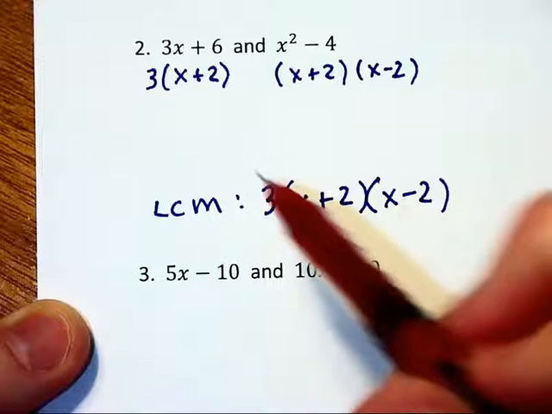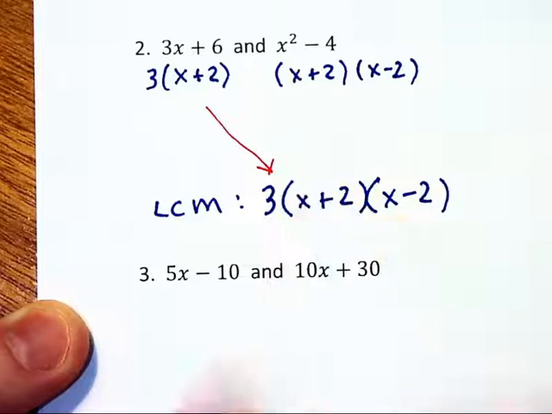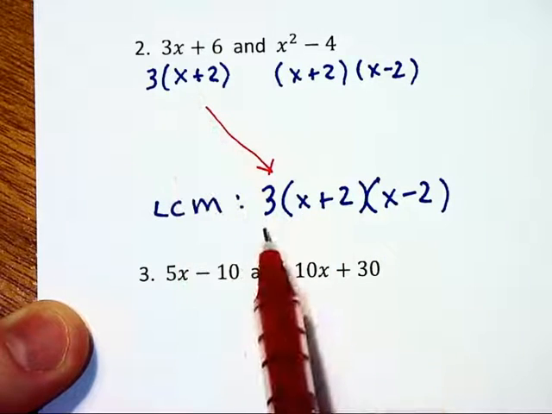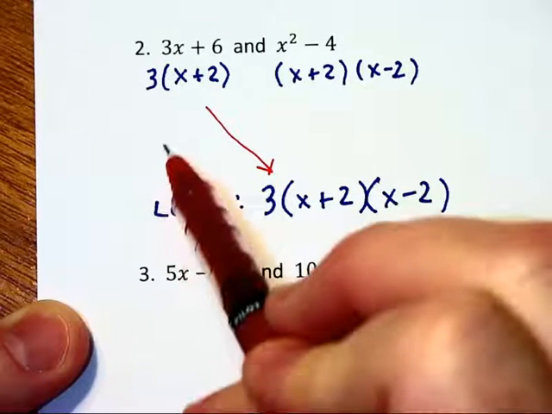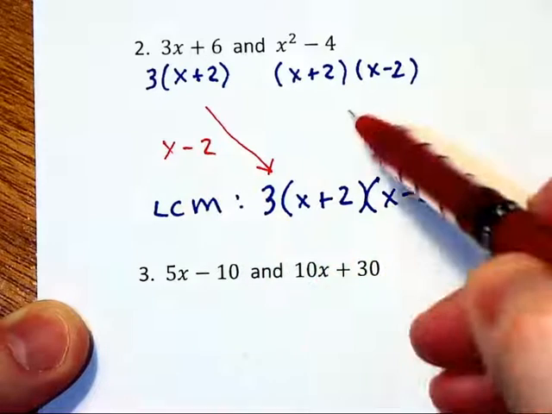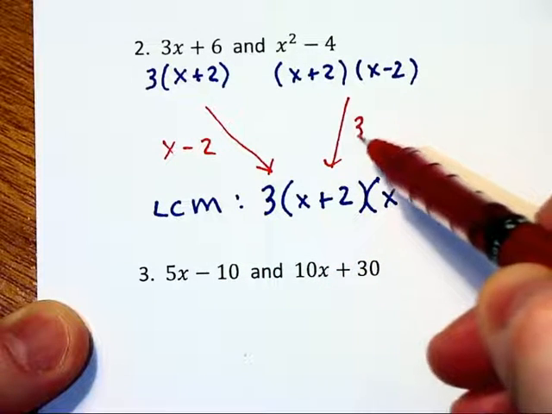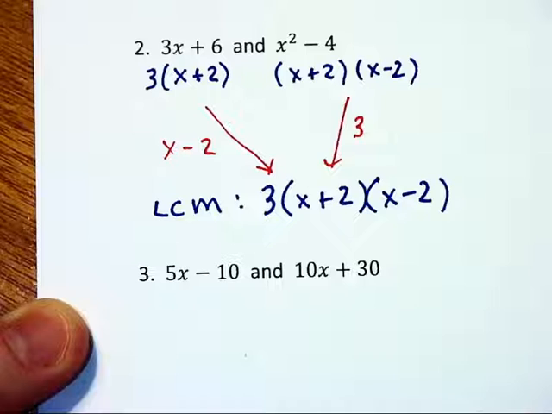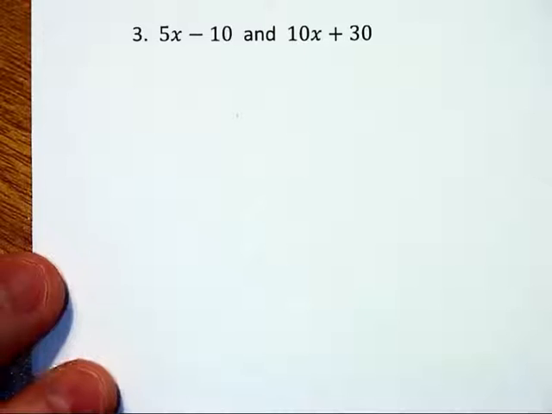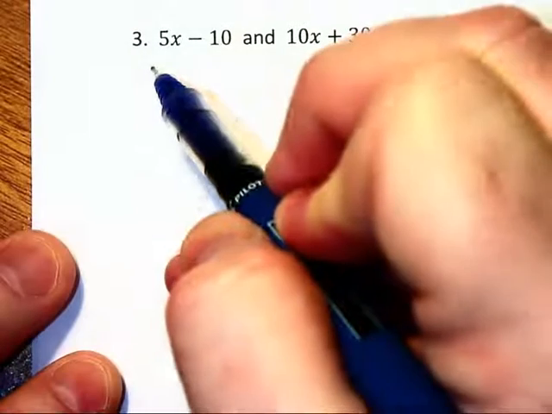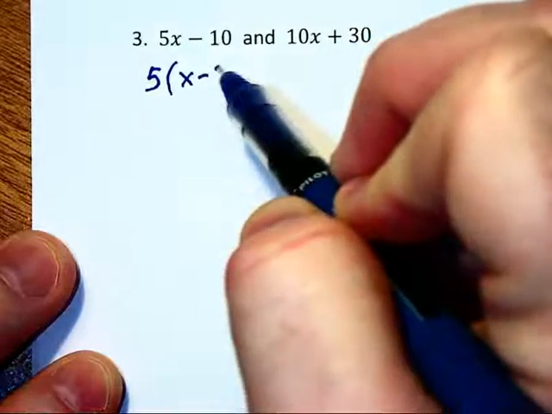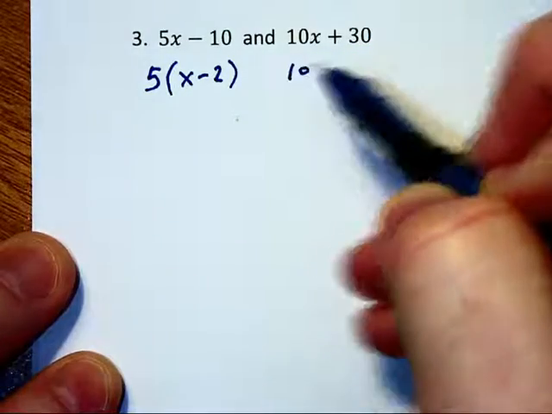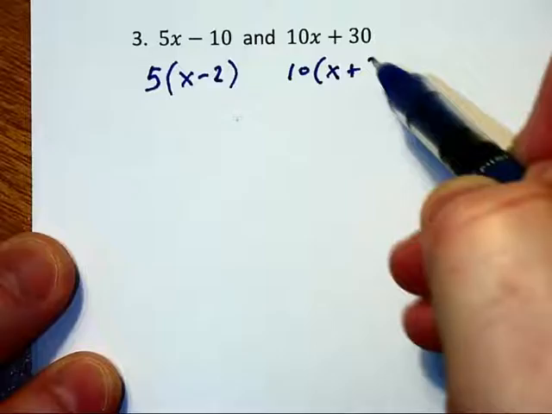So now, what are we multiplying by to go from the old to the new? This first expression had the 3 and the x plus 2. It got multiplied by an x minus 2. And this second expression got multiplied by 3 to go from one form to the least common multiple. In number 3, again, we're going to factor first. Take a 5 out to have x minus 2. Take a 10 out to have x plus 3.